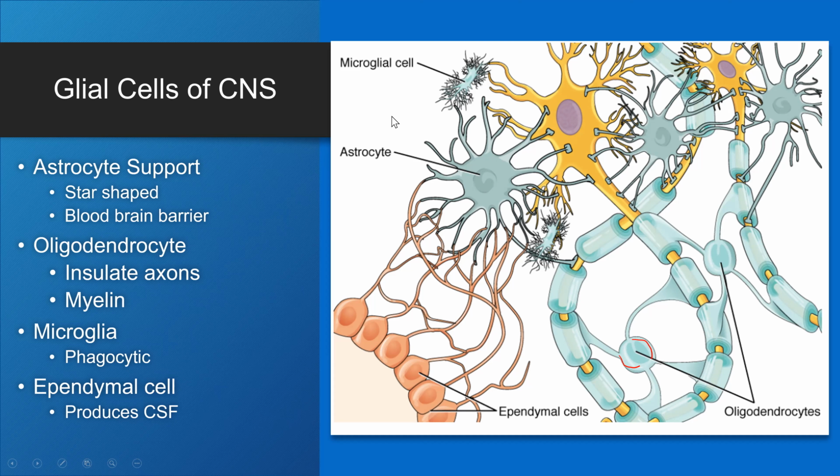Microglial cells, like shown over here, are phagocytic cells, and they're part of the immune system of your brain and spinal cord, right? So they can engulf pathogens, bacteria, or viruses, or some cellular debris. And ependymal cells, found over here, are involved in the production of cerebrospinal fluid.